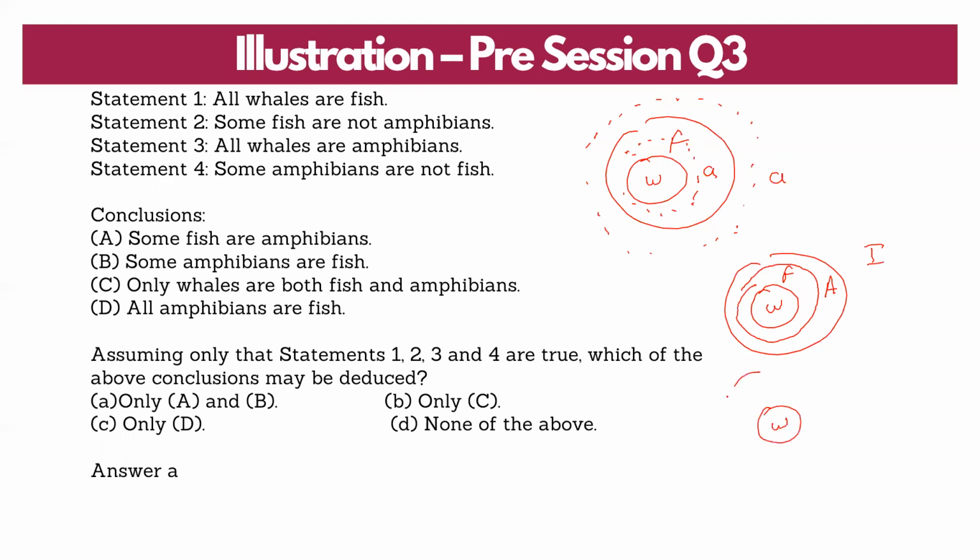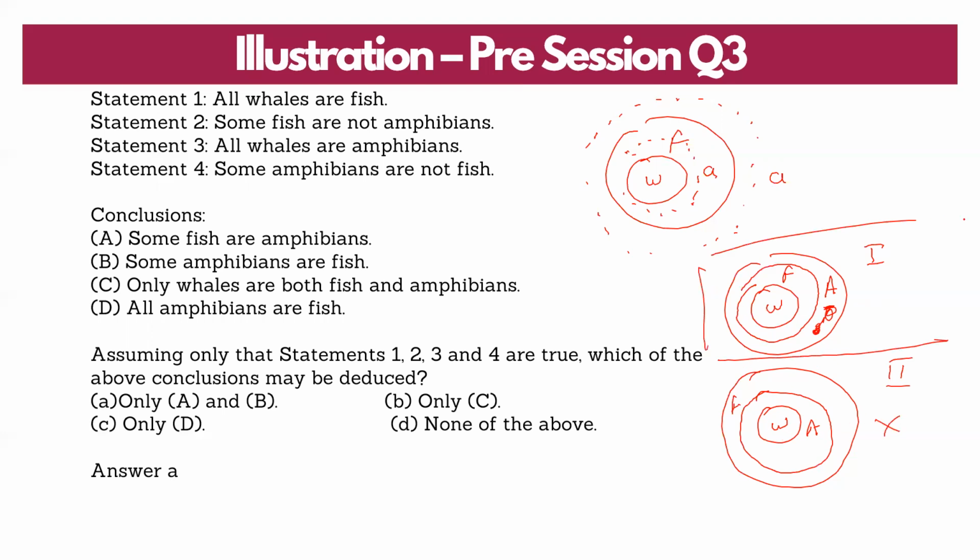Case number two: W and F and A. That is, amphibians lie between the whale and the fish. All whales are amphibians is shown. Some amphibians are not fish. Now, out of the two diagrams, which diagram tells me that some amphibians are not fish? Diagram number one tells me that. All the amphibians which lie outside the F, it is some amphibians are not fish. But diagram number two is not like that. So case number one should be focused upon.